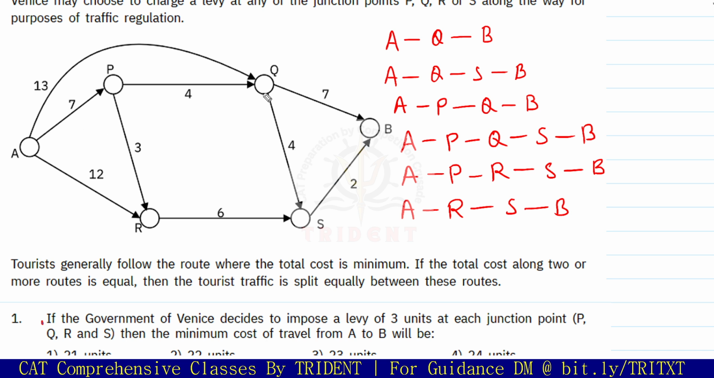Now let's write the fare for each of these routes. For A to Q, you can see that the fare is 13, Q to B is 7. A to Q is again 13, Q to S is 4, S to B is 2. A to P is 7, Q to B is 7. Then I have A to P, P to Q is 4, Q to S is 4, and from S to B I have 2.